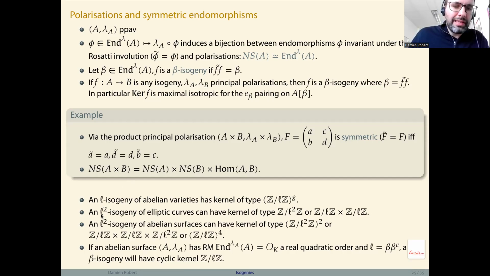For instance, an l² isogeny can have kernel Z/l²Z if the isogeny is cyclic, or it could be the isogeny of multiplication by l, which has kernel Z/lZ times Z/lZ. And in dimension 2, we have even more possibilities. These are possibly all l² isogenies, but the type of the kernel is different. Conversely, if you take a beta symmetric endomorphism with norm prime l, a beta isogeny will have a cyclic kernel, but a beta isogeny will be different from the beta conjugate isogeny. So even if the type of the kernel does not quite determine the type of the polarization we want to work with, there are two distinct notions.